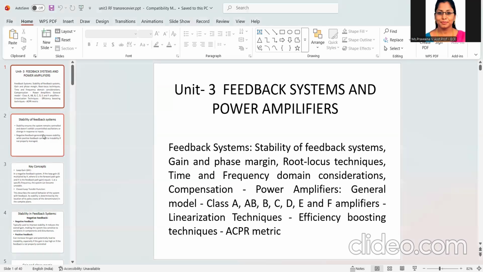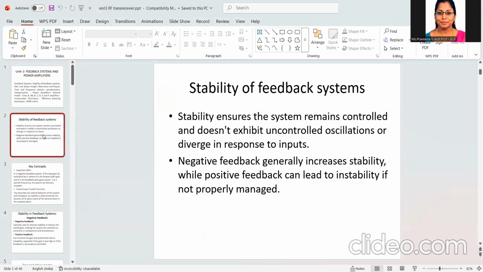Next, the first topic is stability of feedback system. What is meant by stability? Stability is the ability of a system to maintain controlled operation and produce a bounded output for a bounded input. That is its stability. A stable system does not exhibit uncontrolled oscillations or diverge with time.